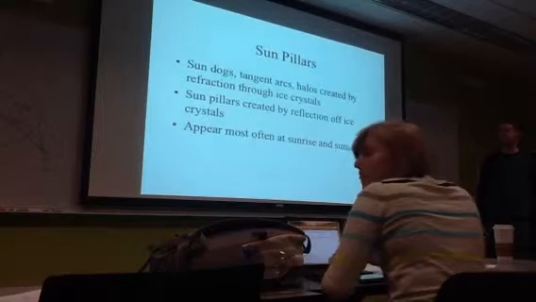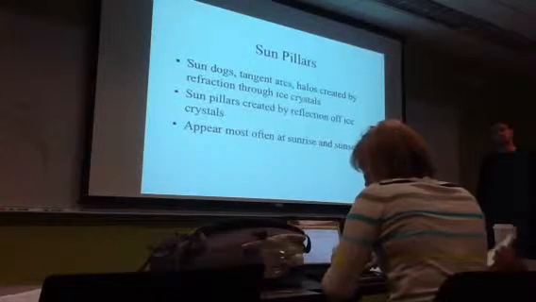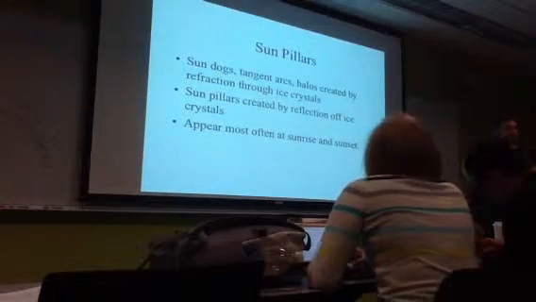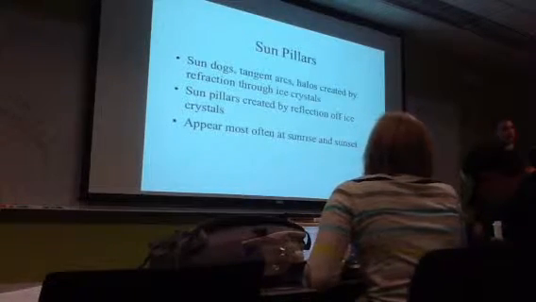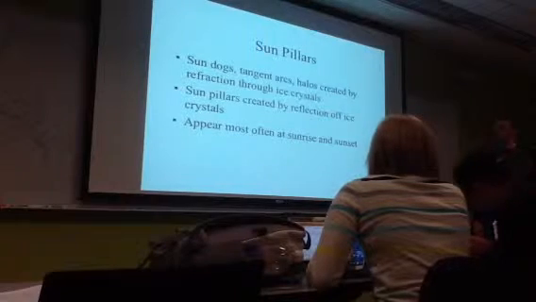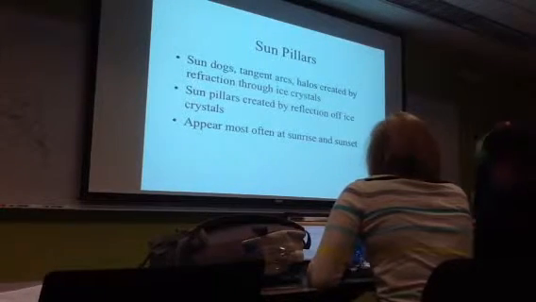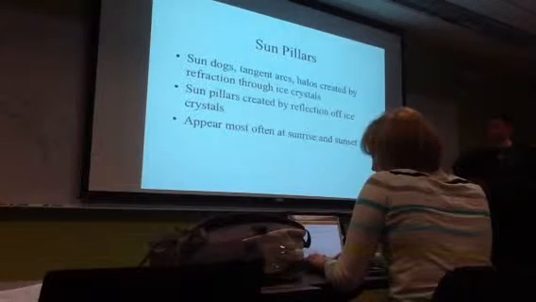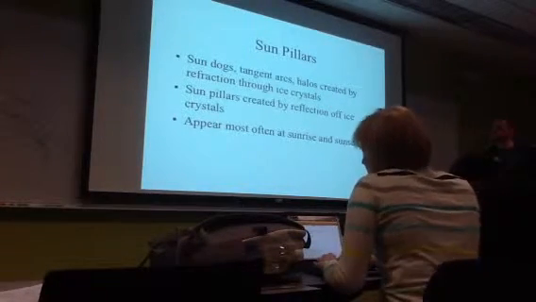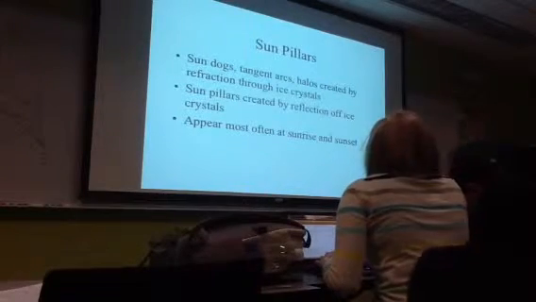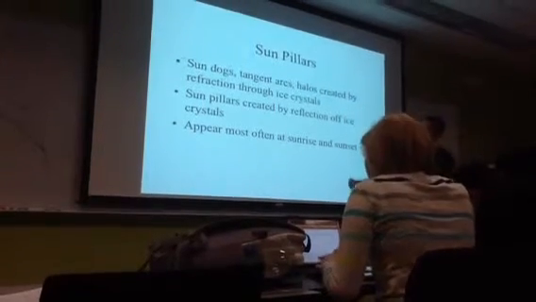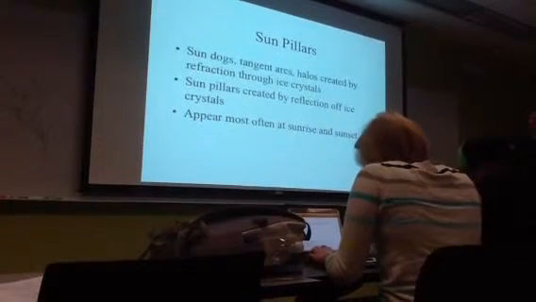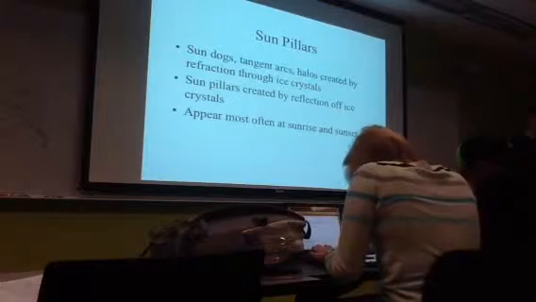And didn't you say oftentimes you'll find just one, or do they always appear in pairs? Yeah, more often than not, you see one. Sometimes if you're lucky, you see two. Know what sundogs are, know how they're created. So the easiest thing to remember: sundogs, tangent arcs, halos are all created by refraction. Like light sources, sun pillars are created by refraction.